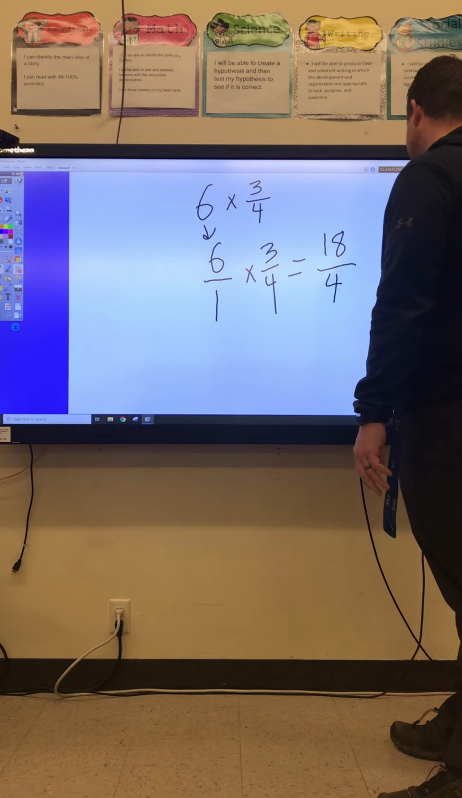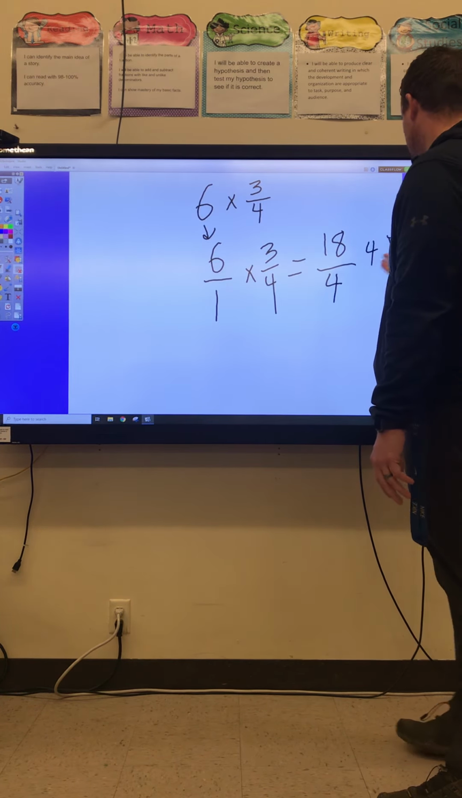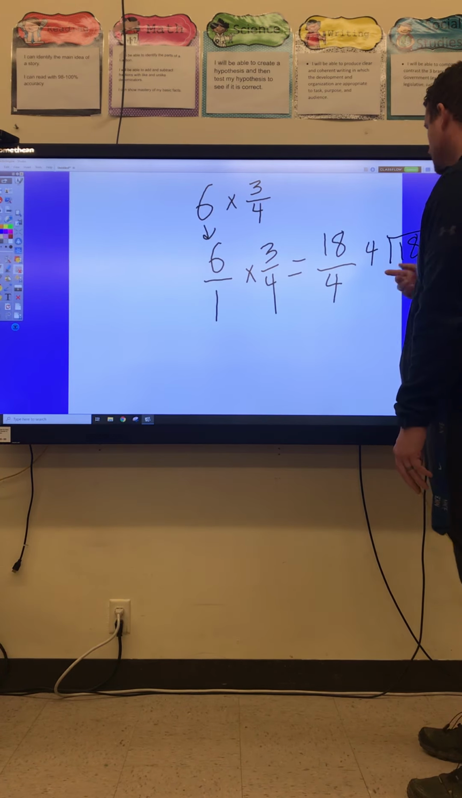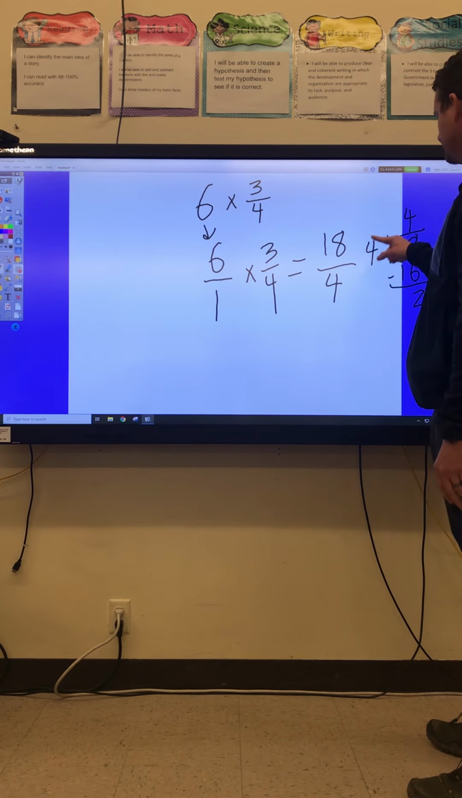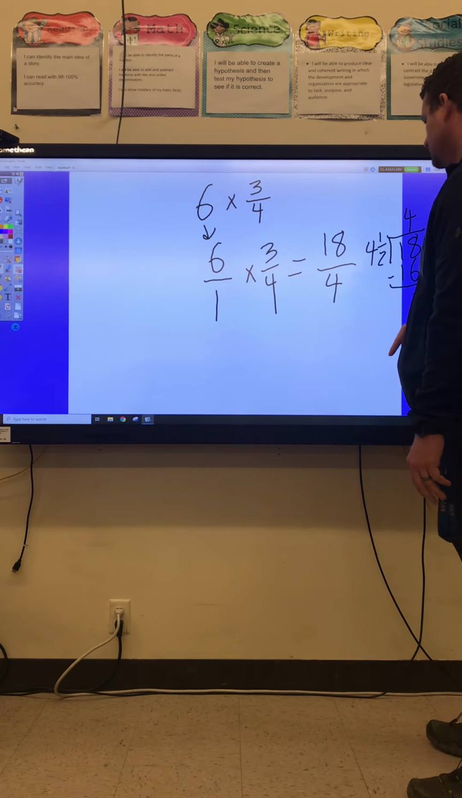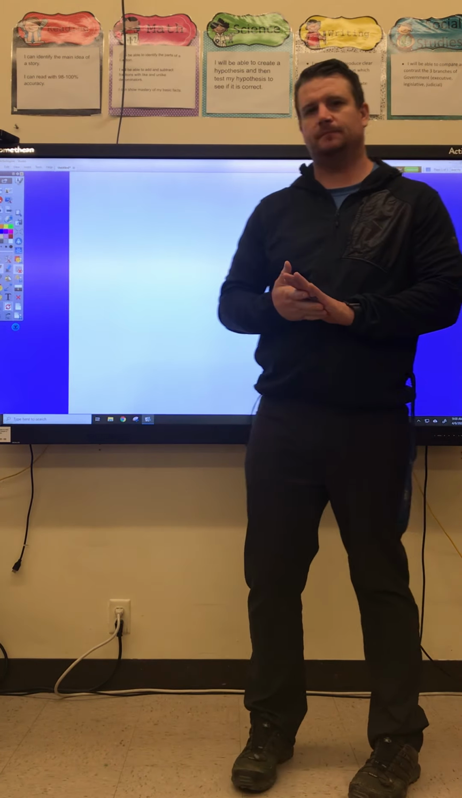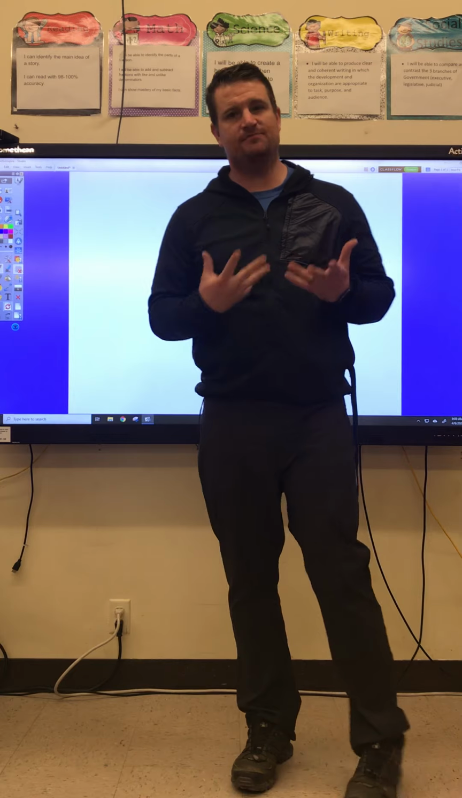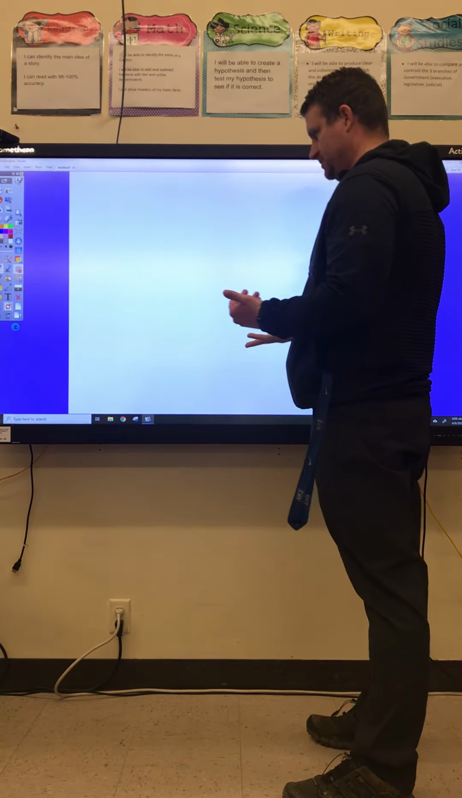18/4. So we can separate that out. Again, 18 goes inside the box. The denominator goes outside because we have groups of 4. We divide that out. That's 4. Multiply it out. We have 4 and 1/2. That was a little harder. So, that is the basics of multiplying with fractions and whole numbers.